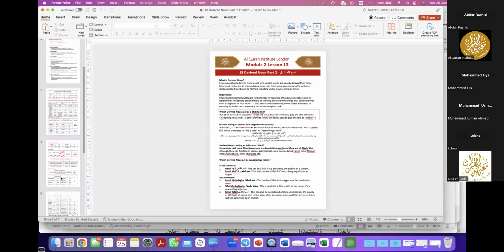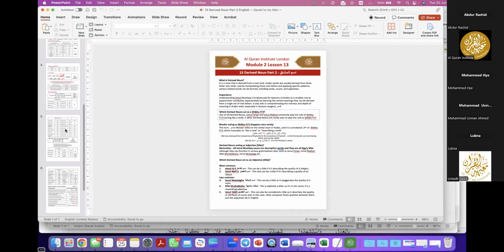Okay, I've just expanded this lesson because the other day I saw some appetite for some more examples. You remember some people said, can we see some examples with tafdil, etc. So alhamdulillah, I have done this.